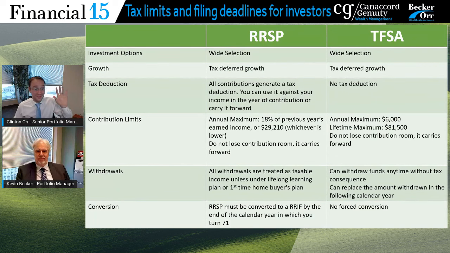So we now know what the limits are. We saw them on the government website. We understand a bit of the math that goes to determine how we calculate those limits. A common question I think people have here, Kevin, is how do they find out what their contribution room is?